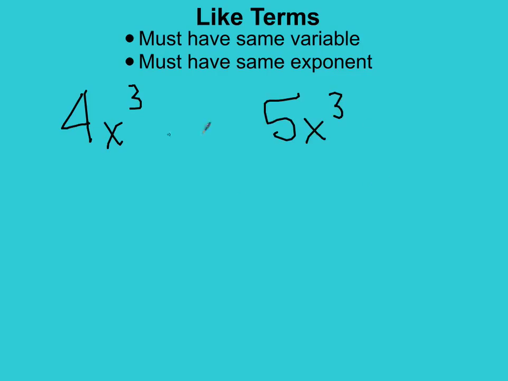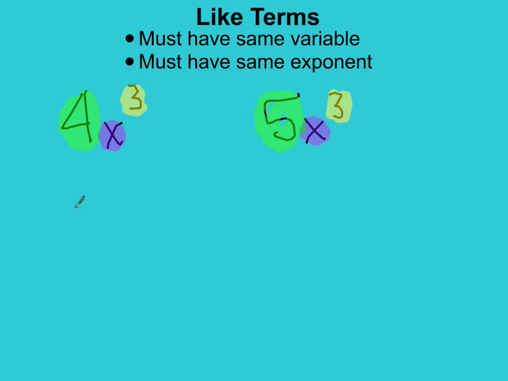Now notice that these two terms have the same variable. They both have x as their variable, and they have the same exponent. They both have 3 as their exponent. But notice how the coefficients 4 and 5 are different. That's okay. It's okay if they have different coefficients, but they have to have the same variable with the same exponent.